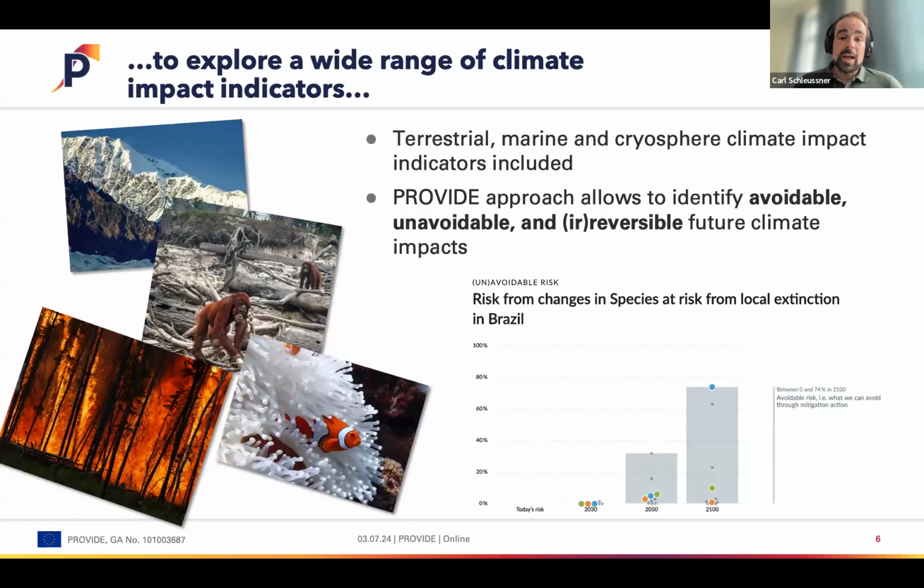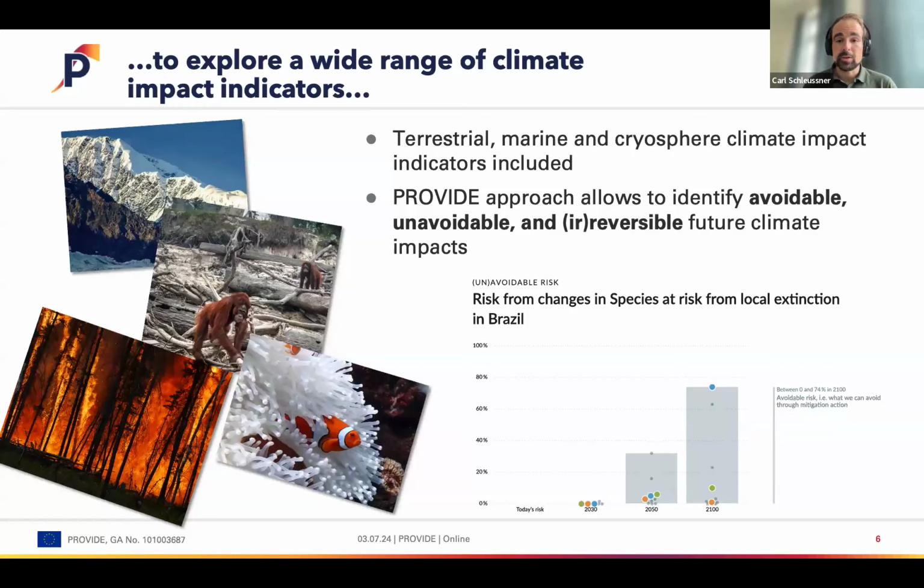And what we have developed under the Provide project, and you can also find this for most of the indicators on the dashboard, is an approach that helps you to understand what is unavoidable due to insufficient emission reductions today in terms of the risk for a certain climate impact emerging, what is still avoidable by climate mitigation, and what might be irreversible in the future.